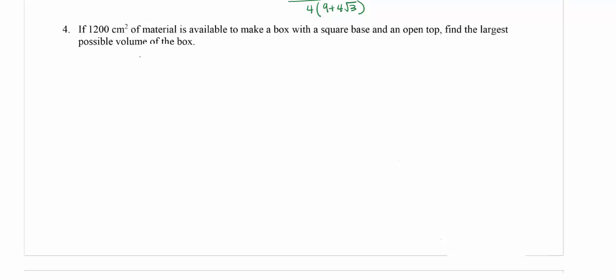Okay, so let's look at this next problem here. If 1200 square centimeters of material is available to make a box with a square base and an open top, find the largest possible volume of the box. So first of all, 1200 square centimeters is the amount of material that you have to make the box. So that is a known amount, and that's going to give us that relationship that we talk about in every problem. So I'm going to write out the relationship.